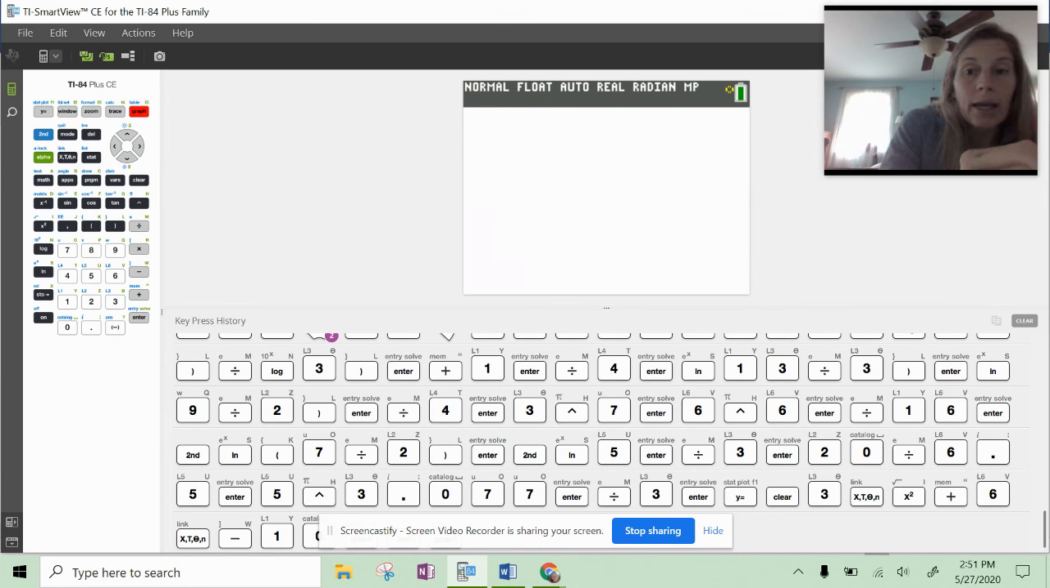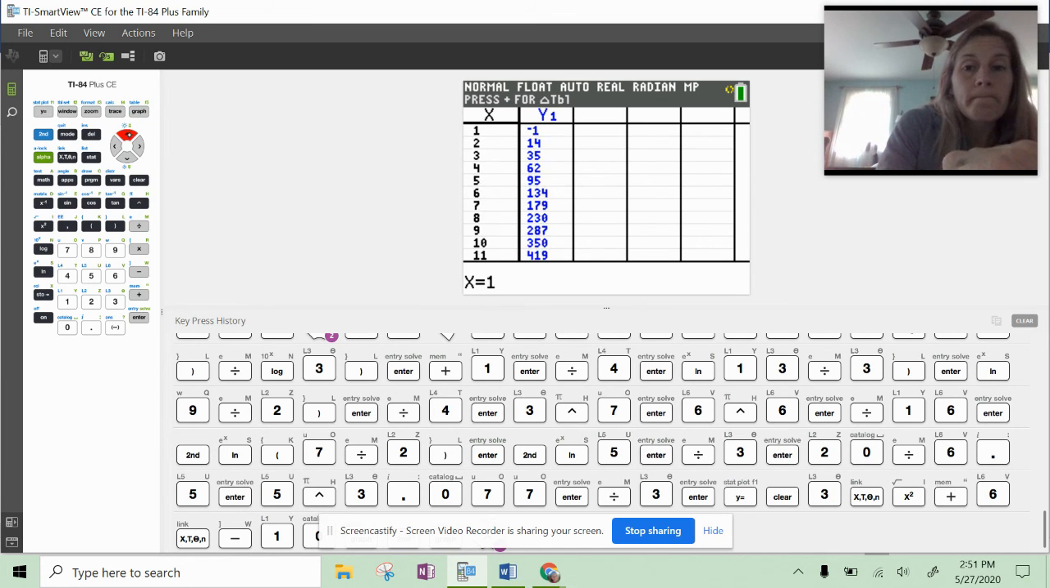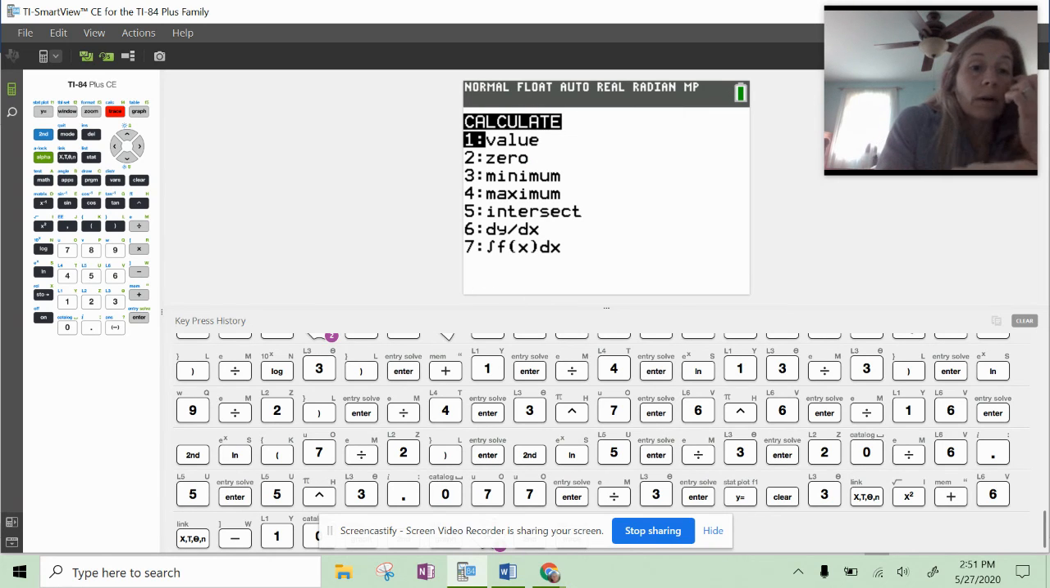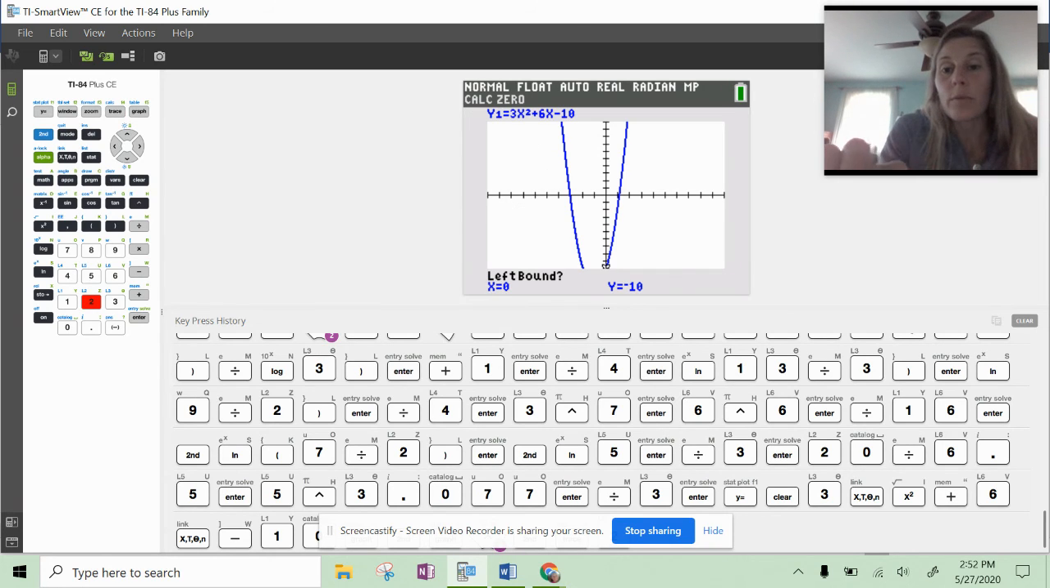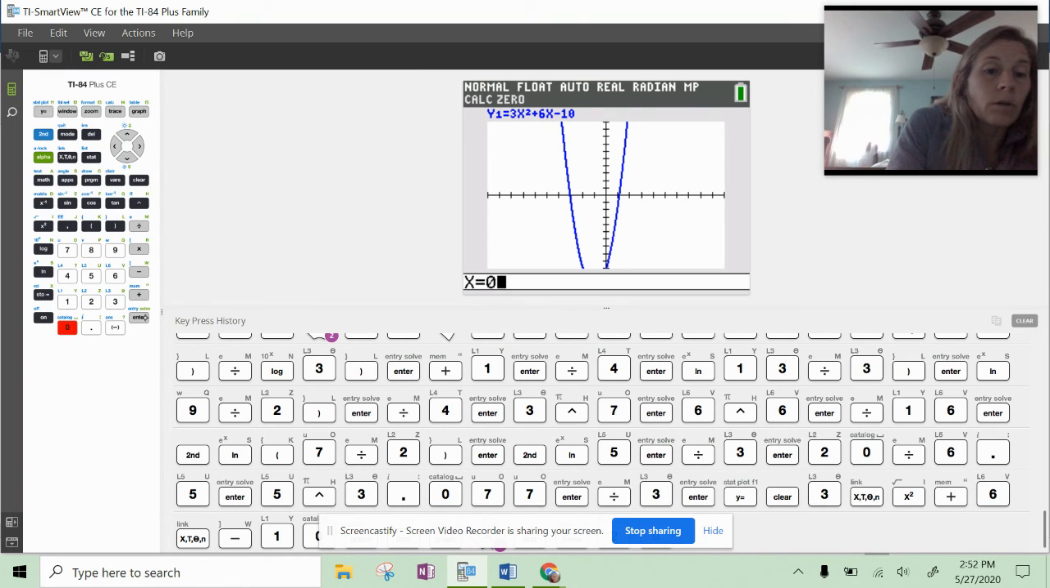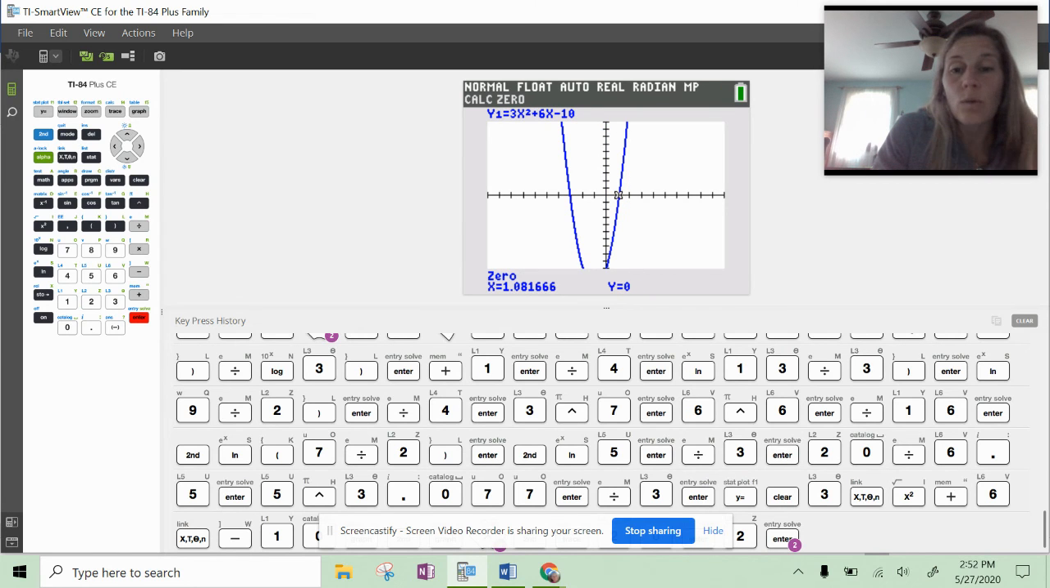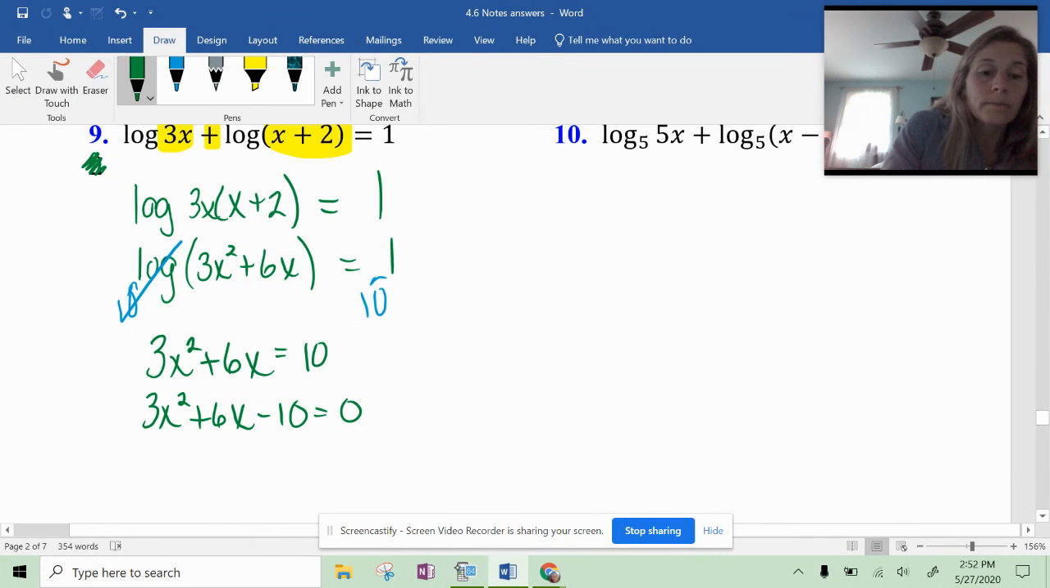So if I check my table, it's probably not exactly on either of those. So if I wanted to find one of my zeros, if you guys remember back to doing this, I'm going to say it's between 0 and 2. So 0 on the left, 2 on the right, and guess that one's 1.08.